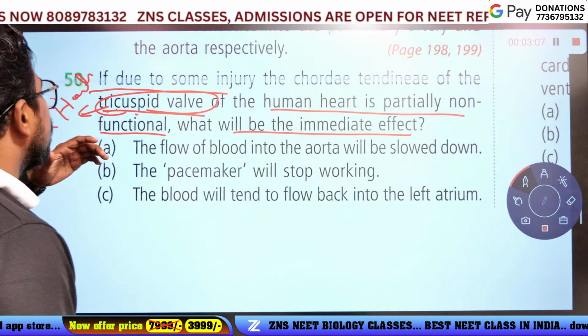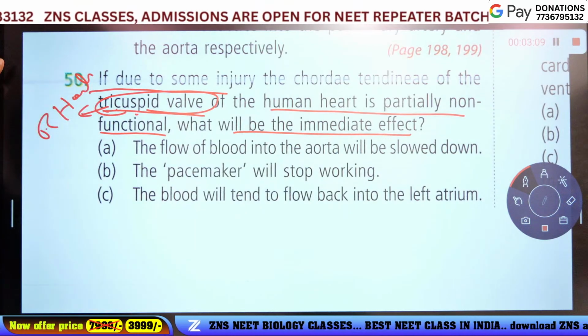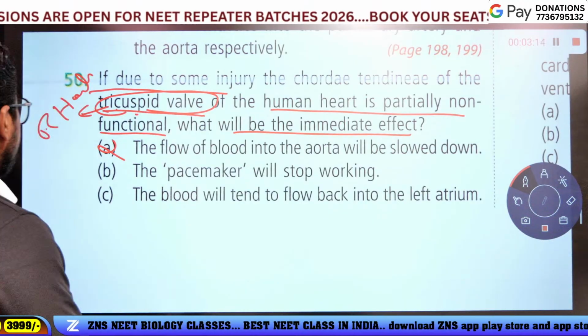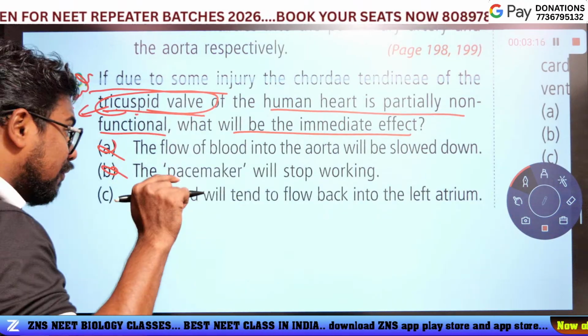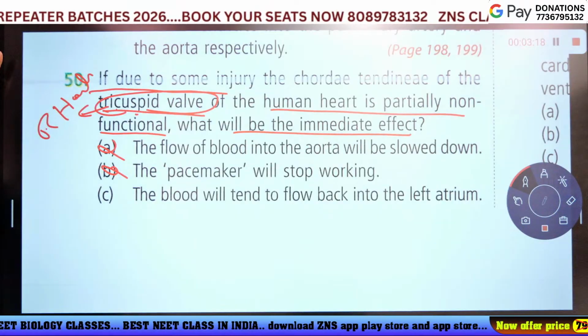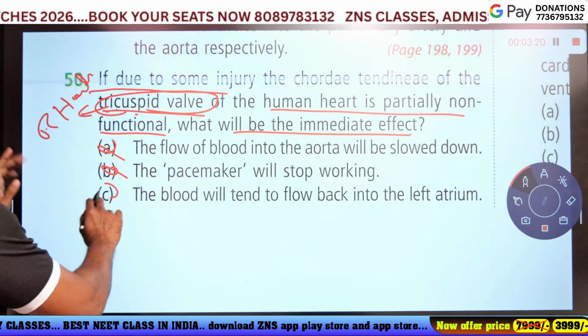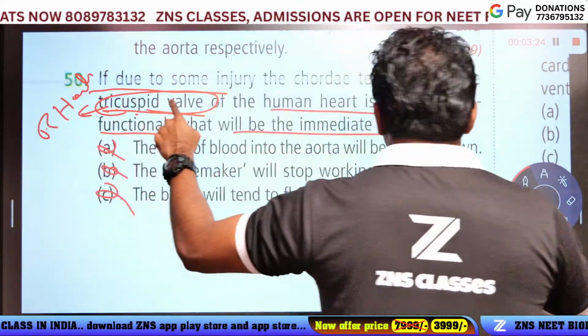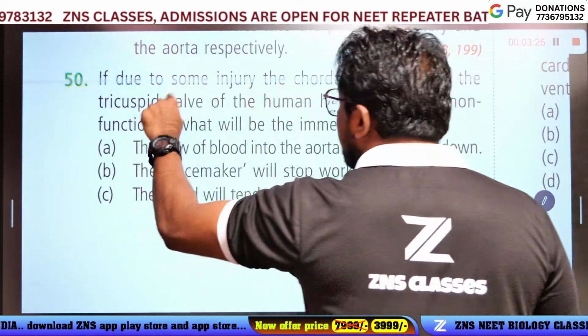The human heart is partially affected. The flow of blood in the aorta will be slowed down? No. The pacemaker will stop working? No. The blood will tend to flow back into the left atrium? No, not the left atrium, because the valve is on the right side. The chordae tendineae are on the right side.